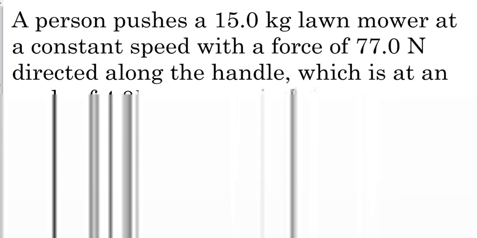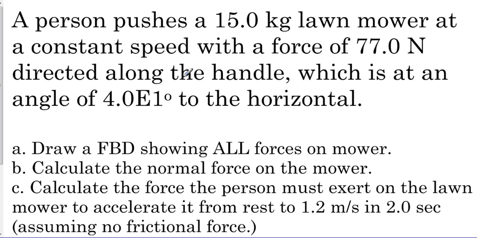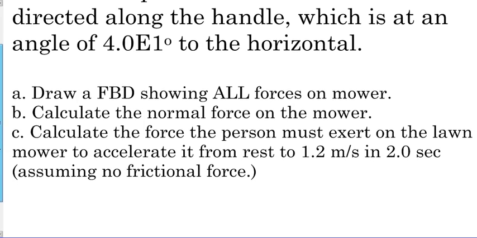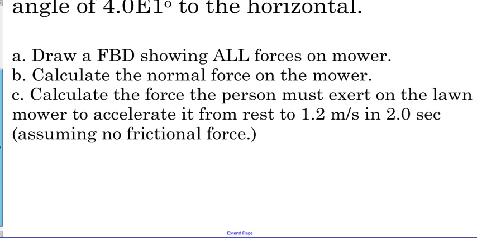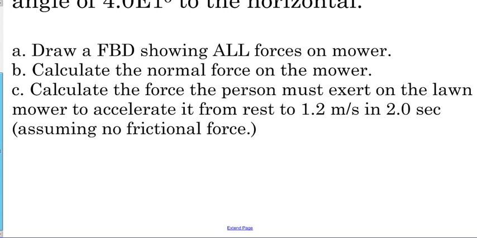Now, the next problem. A person pushes a 15 kilogram lawnmower at a constant speed with a force of 77 newtons directed along the handle, which is at an angle of 4.0 times 10 to the first degrees to the horizontal. Draw a free body diagram showing all the forces on the mower. Calculate the normal force on the mower, and then calculate the force the person must exert on the lawnmower to accelerate it from rest to 1.2 meters per second in 2 seconds, assuming no frictional force for this part C.